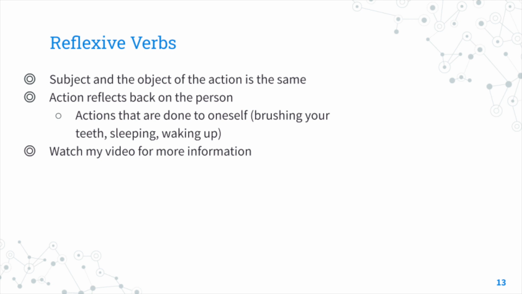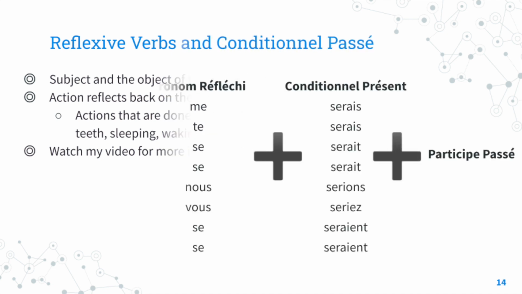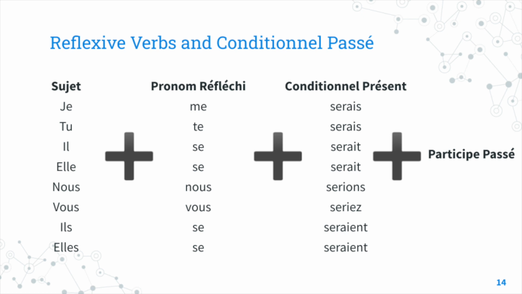You can watch my other video to have more information on reflexive verbs. Here is the formation of reflexive verbs with conditionnel passé. So we have our sujet, je, tu, il, elle, nous, vous, ils, elles.